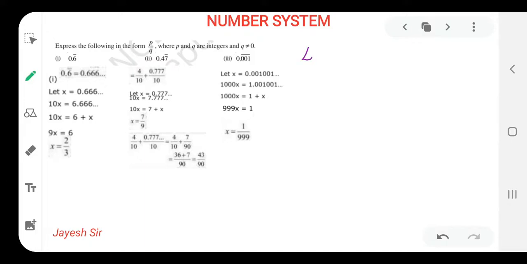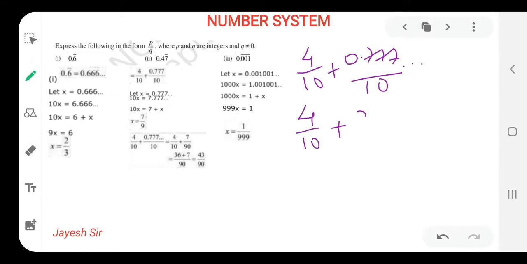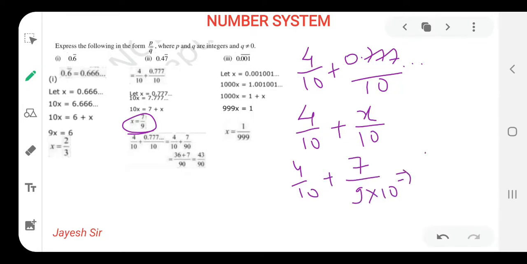One step again is not done over here. This is 0.777 upon 10 and the point is there. Now the next step would be point this, and this number we know is x, so x upon 10. But here we have found the value of x as 7 by 9. We will put the value of x over here, plus x value is 7 upon 9 into 10. That will result in 4 by 10 plus 7 by 90. From here this step comes over here. I hope you all might be getting it.